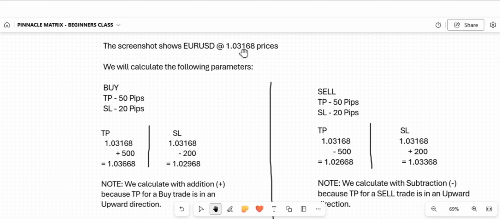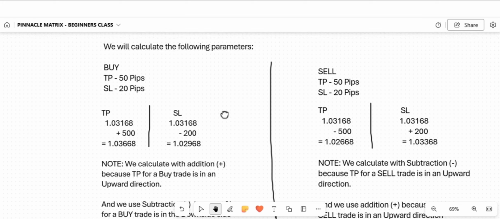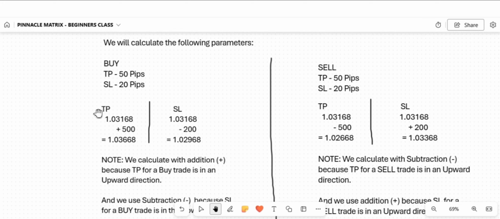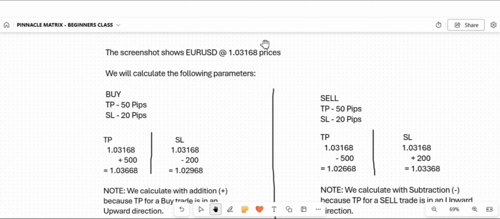For a buy, let us see, we want to calculate 50 pips take profit and 20 pips stop loss. So for that, this is our take profit calculation. Now we have 1.03168, right? So remember the formula to calculate 50 pips, we are going to use 500. Now remember the other concept where we said... okay, so this is the first example we're going to be using based on the price in the screenshot I just showed you guys.